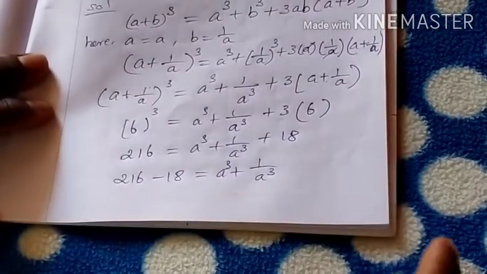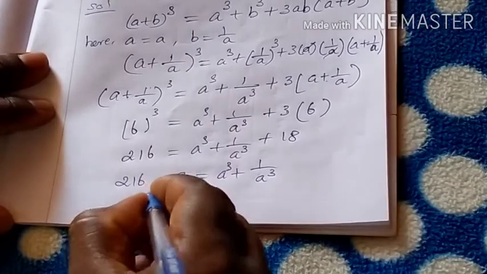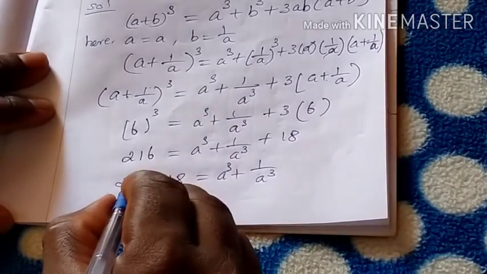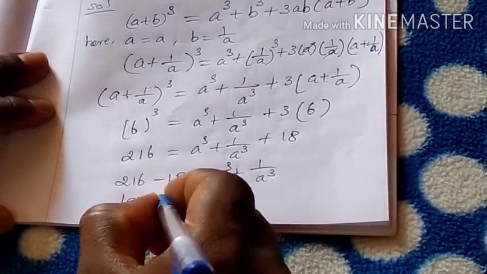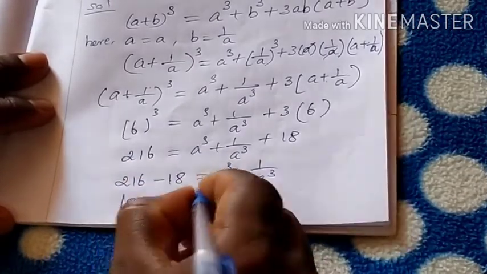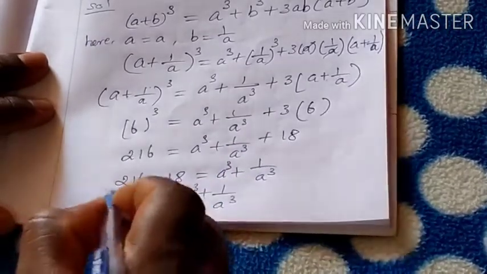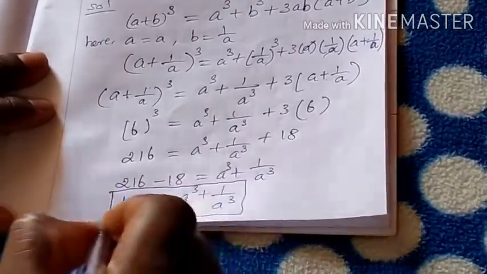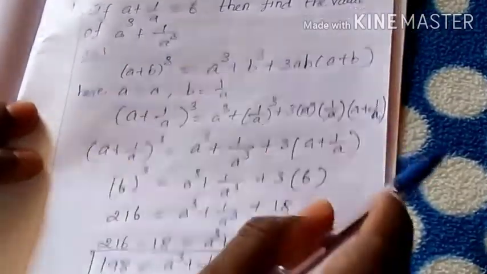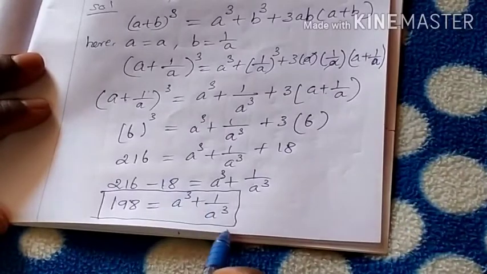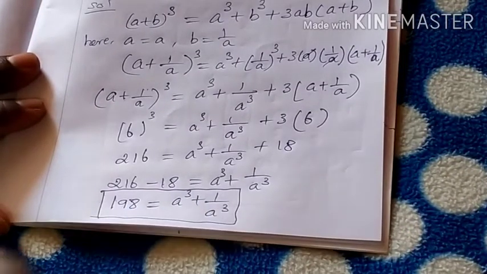Okay, subtract both the values. 16 minus 8 is 8. Then 10 minus 1 is 9, then 198. Then a cube plus 1 by a cube, this is the final value. The question is to find the value of a cube plus 1 by a cube. Now we get a cube plus 1 by a cube is equal to 198. Have you understood?